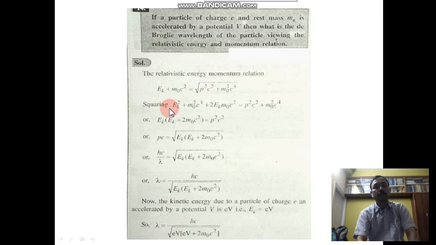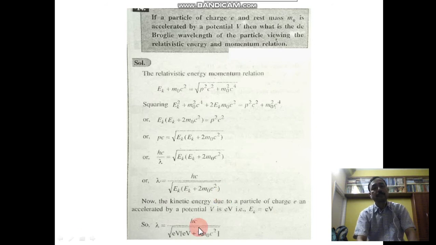Taking common Ek from this term and this term, Ek is equal to Ek into Ek plus 2 m naught c square. This m naught square c to the power 4 and m naught square c to the power 4 will cancel out on both sides. So this is equal to p square c square. So pc is equal to root over Ek into Ek plus 2 m naught c square. P means h by lambda. Putting this, lambda becomes hc by root over Ek into Ek plus 2 m naught c square.